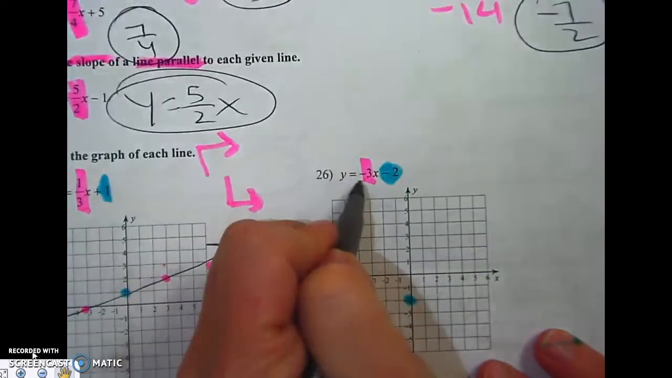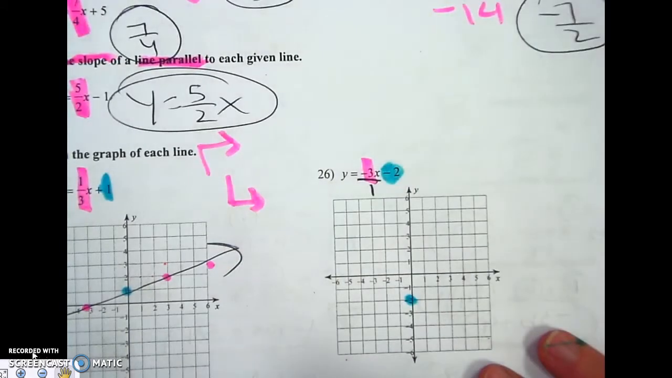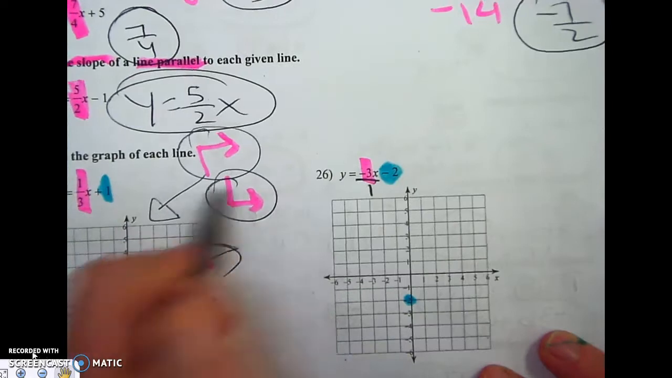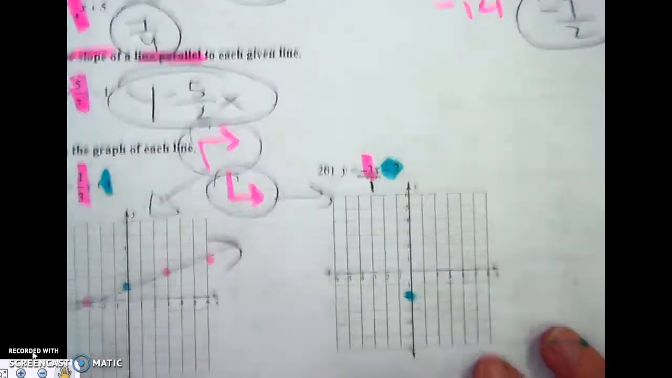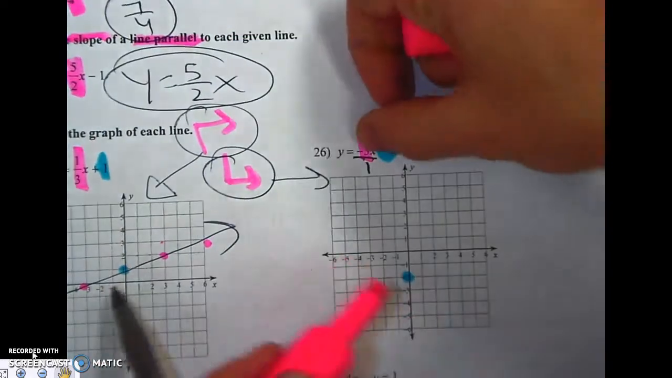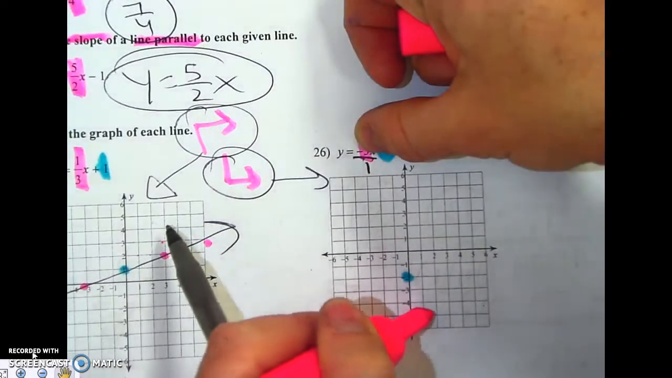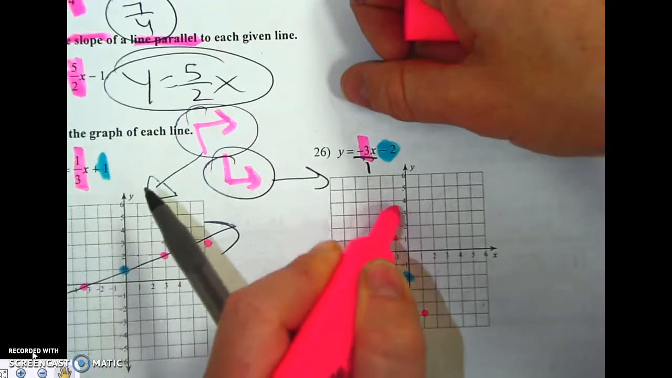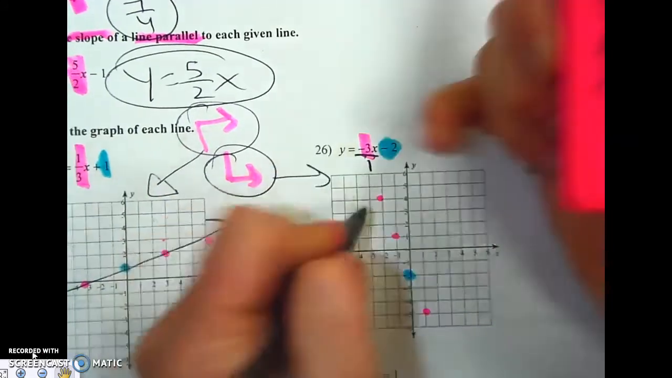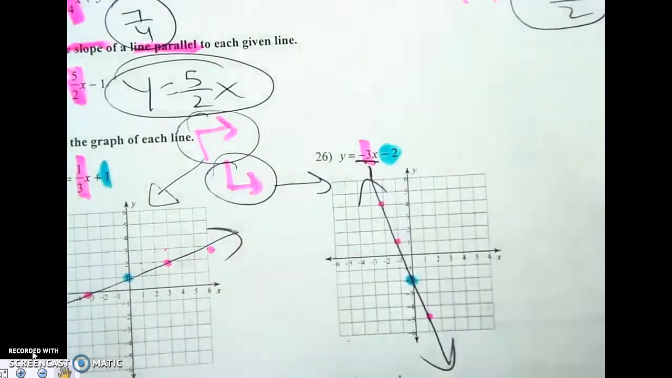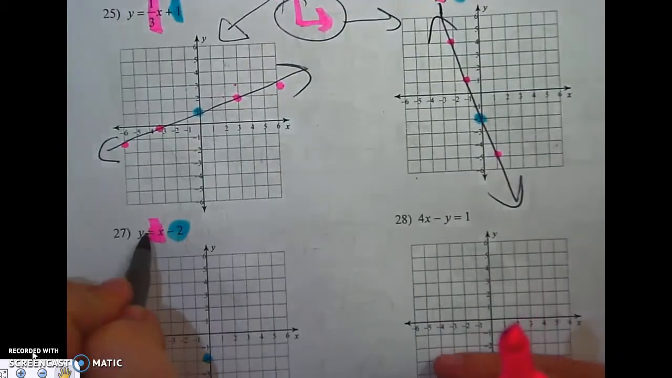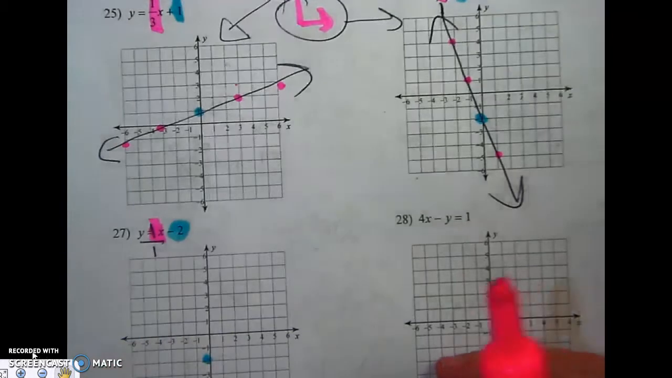Now for this one, I don't have a fraction, so I put it over 1. For this one, I went up and right, but for this one, since it's negative, I go down and right. So I'm going to go down 1, 2, 3, right 1. So now I go backwards, 1, 2, 3, left 1. Draw the line. I'm done. Number 27. There's an imaginary 1 that you put over 1.